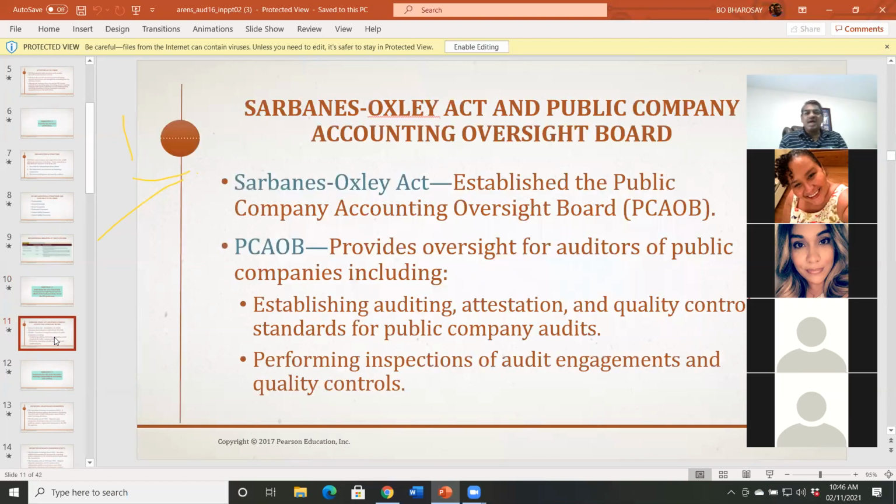So, the Sarbanes-Oxley Act and the Public Accounting Oversight Board. The Sarbanes-Oxley Act established the Public Accounting Oversight Board. I think that was somewhere around 2010 or thereabout. I can't remember the exact year. And the PCAOB provides oversight for auditors of public companies, including establishing auditing, attestation, and quality control standards for public company audits, and performing inspection of audit engagements and quality controls.